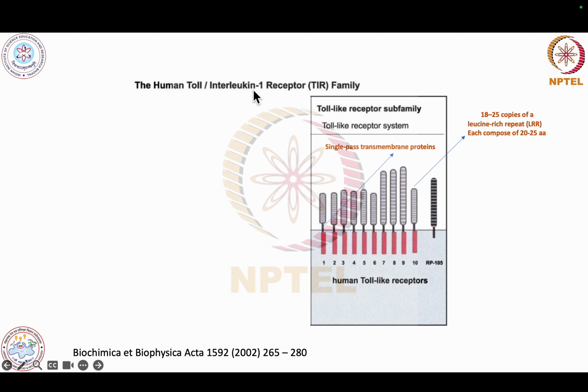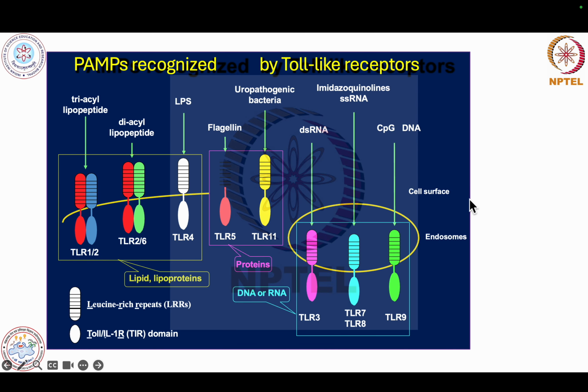So the human Toll or interleukin-1 receptor, or TIR, family, toll-like receptor subfamily, are single pass transmembrane proteins. Human toll-like receptors have 18 to 25 copies of a leucine-rich repeat, each composed of 20 to 25 amino acids. PAMPs recognized by toll-like receptors: triacyl lipopeptide, TLR1 or 2; diacyl lipopeptide, TLR2 or 6; LPS, TLR4; flagellin, TLR5; uropathogenic bacteria, TLR11.